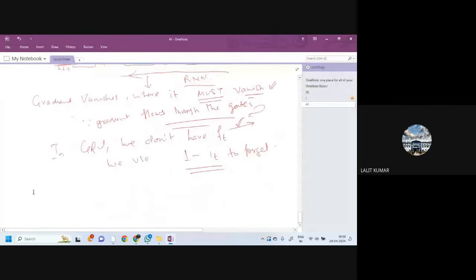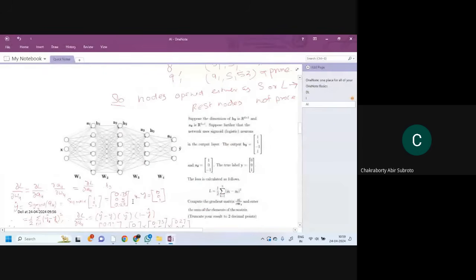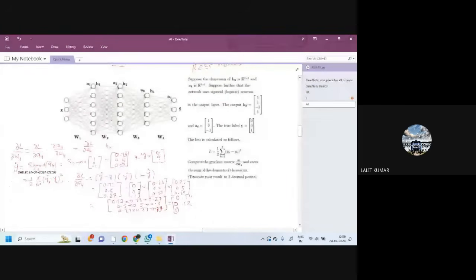Somebody had posted this, so can we solve this question? Sure. Is my screen visible? Okay, this question, if you can try it out. Yes. So all of us, can we try this question?